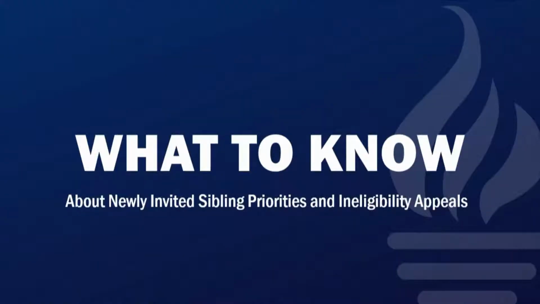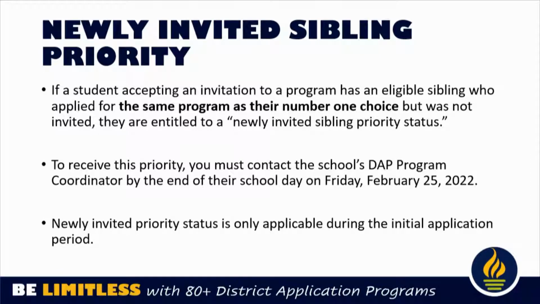Want to go over that newly invited sibling priority and if you wanted to appeal the ineligibility. So newly invited sibling: if you have multiple siblings who, and this is important as well, you put number 1 ranked for the same program. So if you did number 1 for the program on one child and 2 for another and 3 for the third, you will not get a newly invited sibling priority. They all have to be that number 1 ranked for the same program.